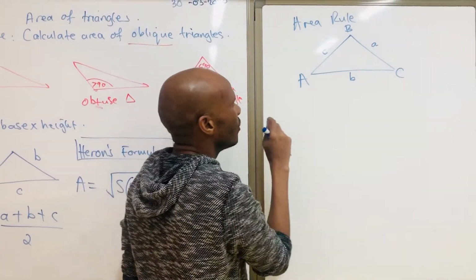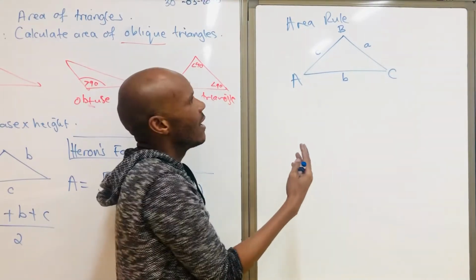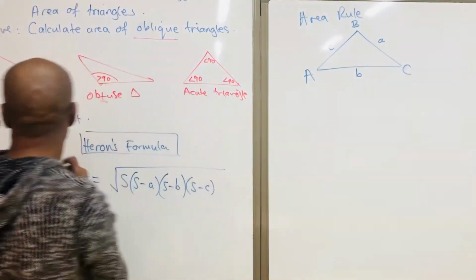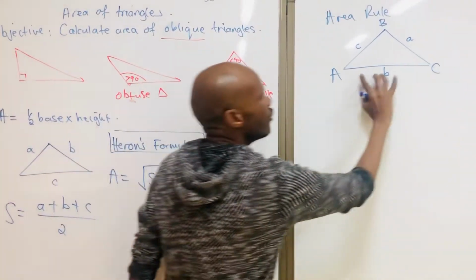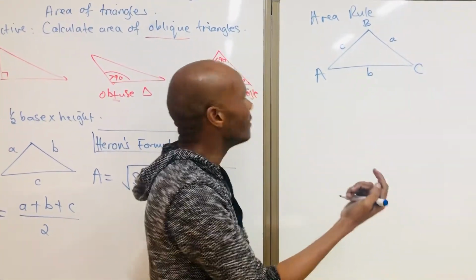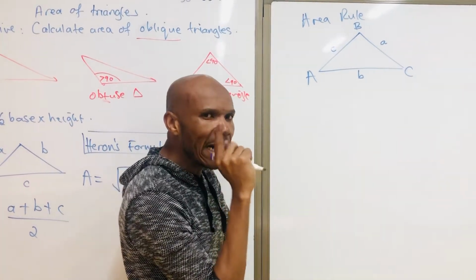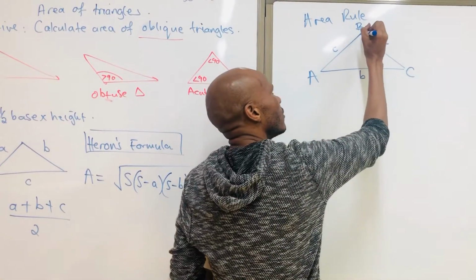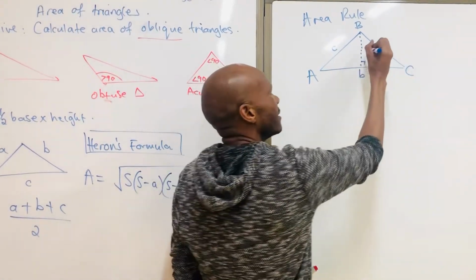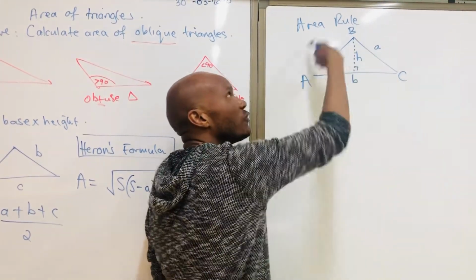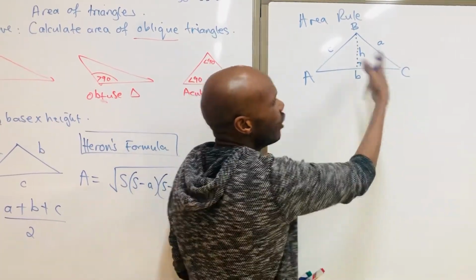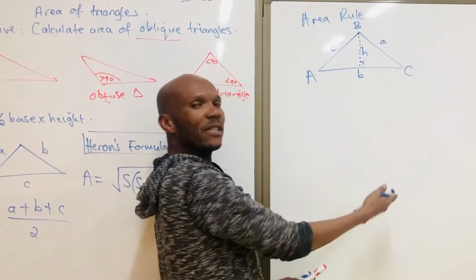Now, in a triangle like that, I do not know what the height is. And remember, we said half base times height. I know what the base is, but I don't know what the height is. What am I going to do in such a situation? I need the height, so I'm going to create my own height, which is a perpendicular height. Here we want to formulate a rule that is going to help us calculate the area of an oblique triangle when we don't have the height.